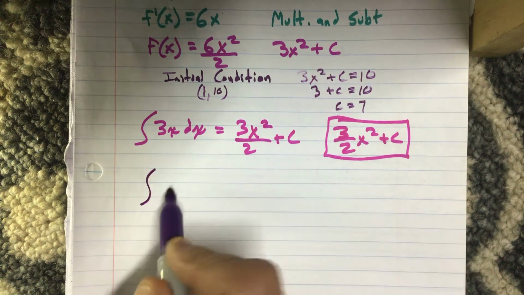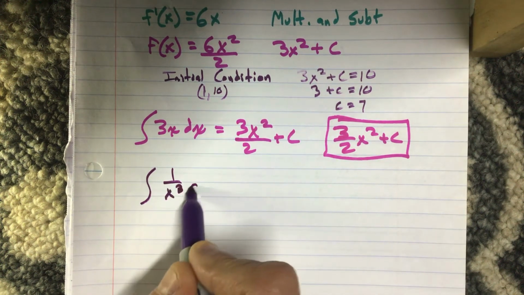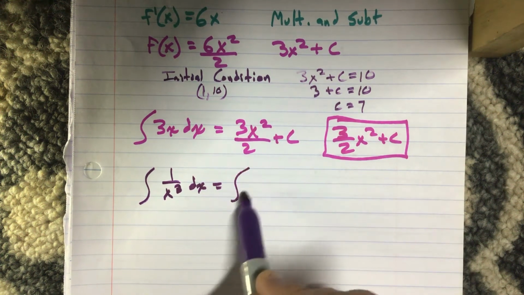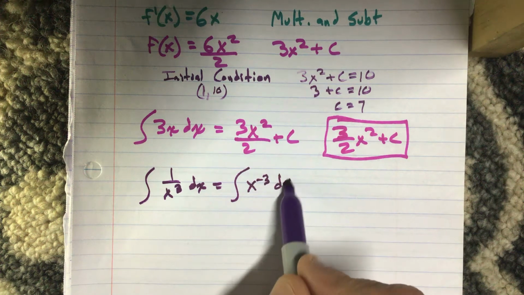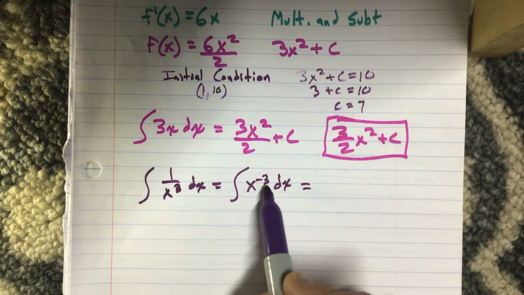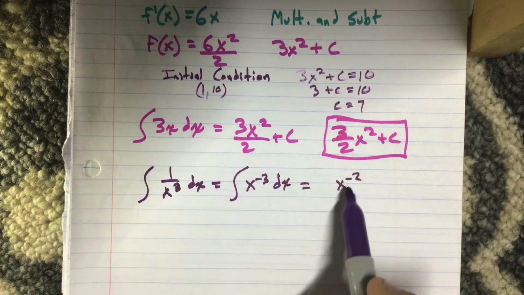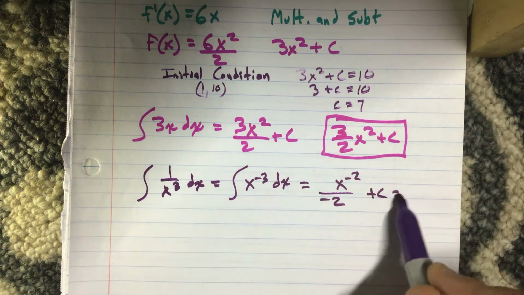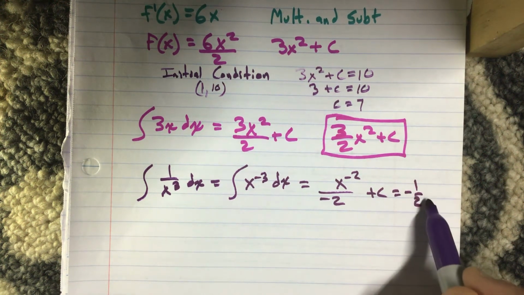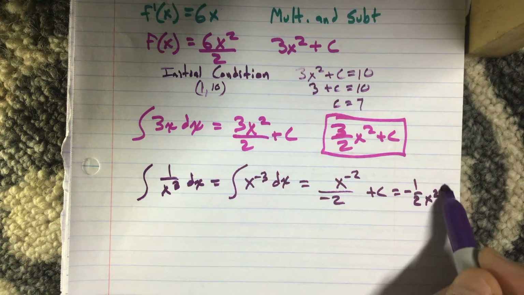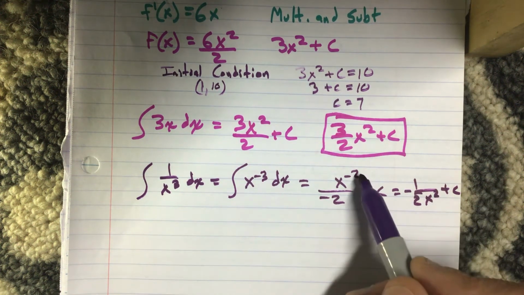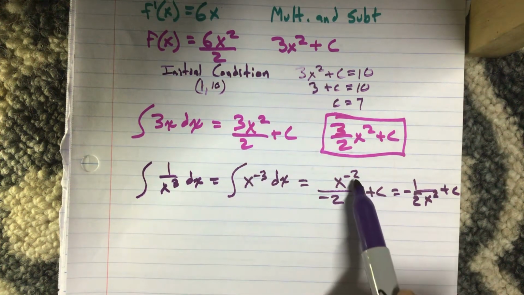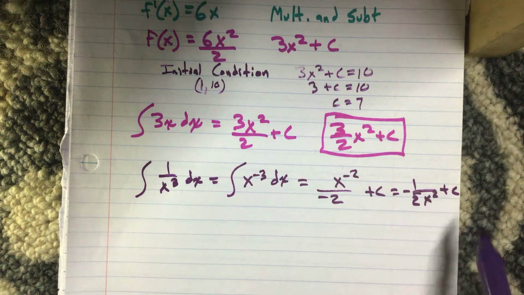I'll just do a few more just to show you some things that could occur. If I was taking the antiderivative of this, I would rewrite it first and call it x to the negative 3. And so now when I add 1 to this, I would get negative 2, and then I would divide by negative 2, plus c, and then my final answer, I would write it as negative 1/2 x to the second plus c. This x to the second is in the denominator, I just moved it down. So I changed it from a positive exponent to a negative, and then in the end I put it back to a positive exponent. Okay.